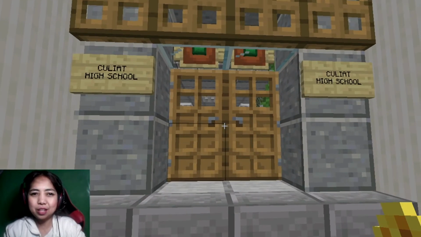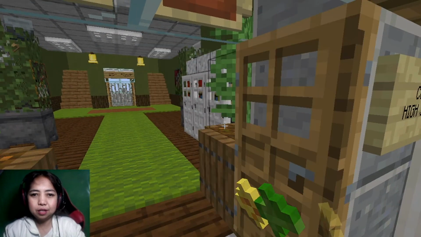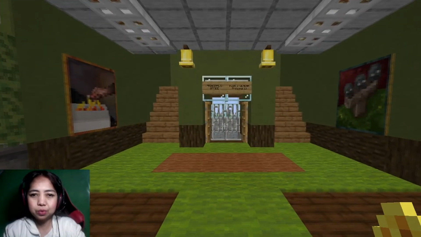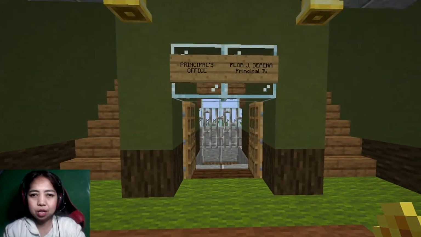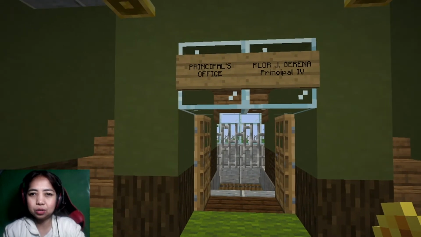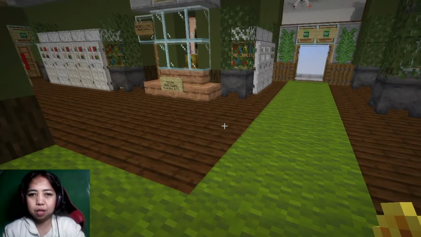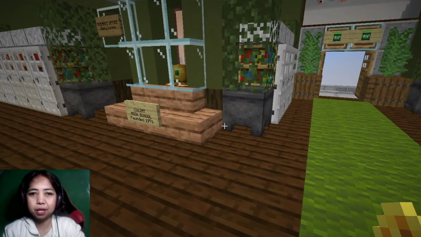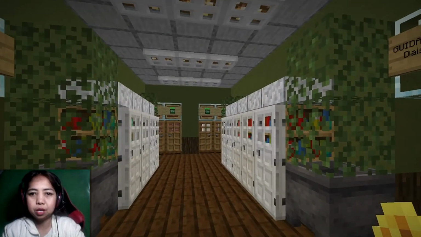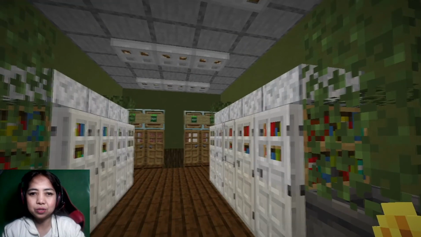So we're here in Kuliat High School. Okay, sarado pa. Let's open the door. The room across the entrance door is the principal's office with Dr. Flor Herenya. Siyempre, di tayo dyan pupunta. Hanapin natin yung ating virtual math room. It's this Kuliat High School, founded 1971. And here ba? No, it's the guidance office with Ma'am Daisy Carino.